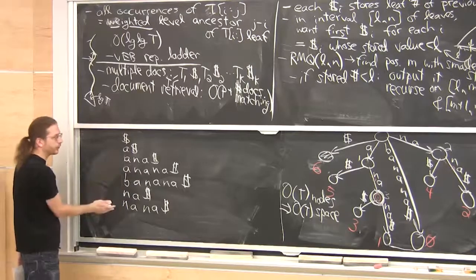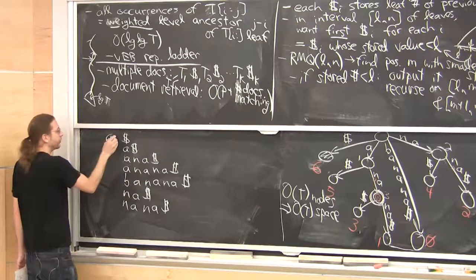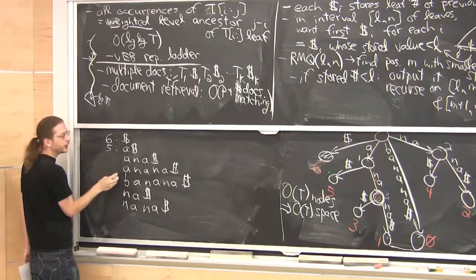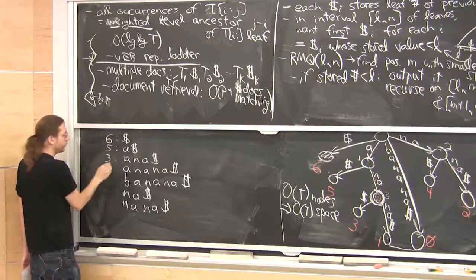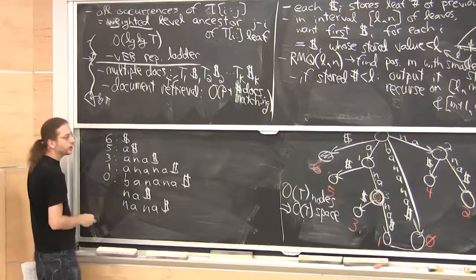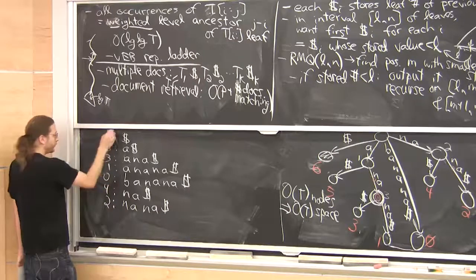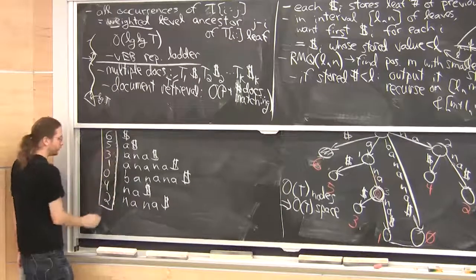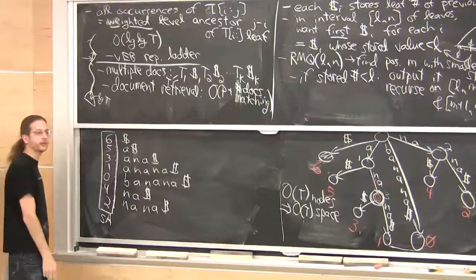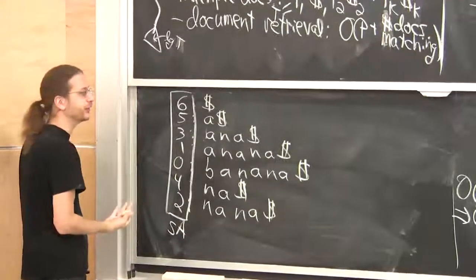Okay, now I can't store this because it's quadratic size. Instead, I just write down the numbers that are down there. This was the sixth suffix. It was starting at position 6. Then 5, then 3, then 1, then 0. That's everything. Then 4, then 2. This thing is the suffix array. It also has linear size. It's just a permutation on the suffix labels, suffix indices.